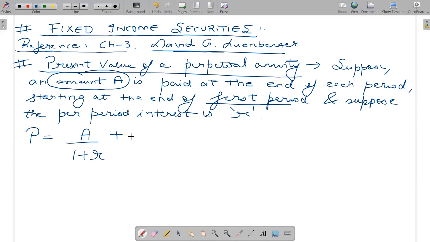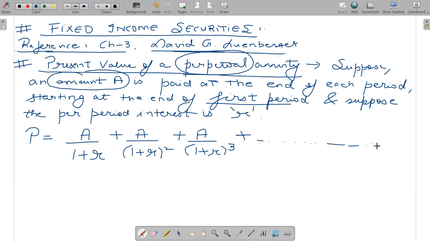After 2 periods, again, I will receive the amount A. Its present value today is A upon 1 plus R square. After 3 periods, or 3 years, again I will receive the amount A. Its present value today is A upon 1 plus R cube. Since it's perpetual, never ending, I can keep on going. You can clearly see that you are receiving a fixed amount A, the same fixed amount at the end of every period.